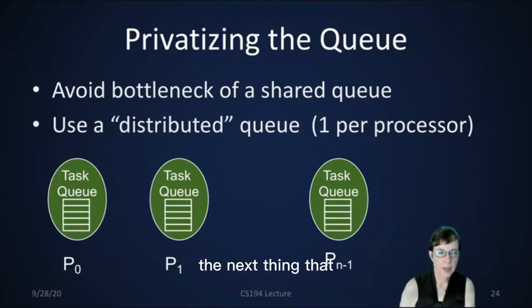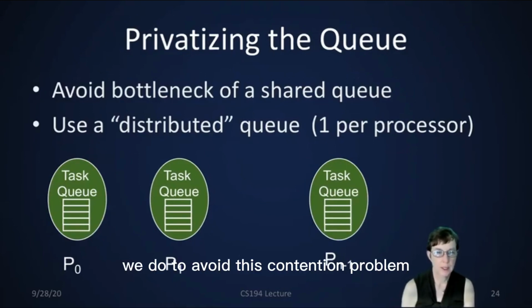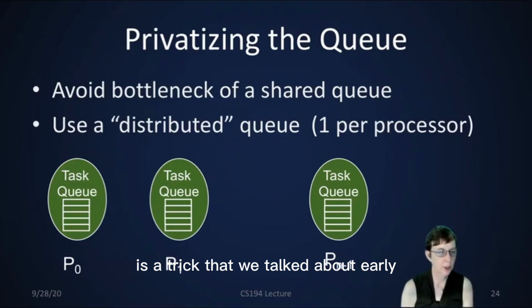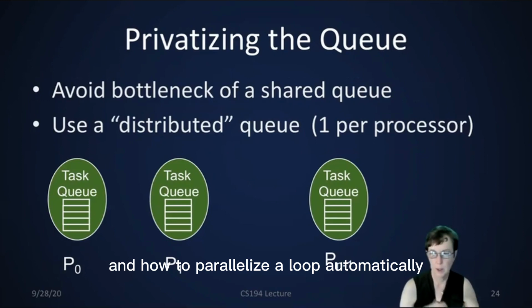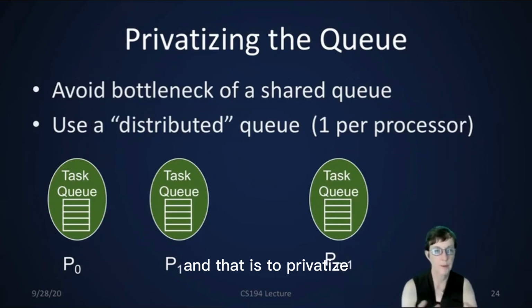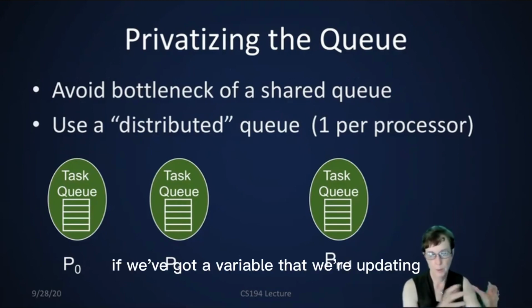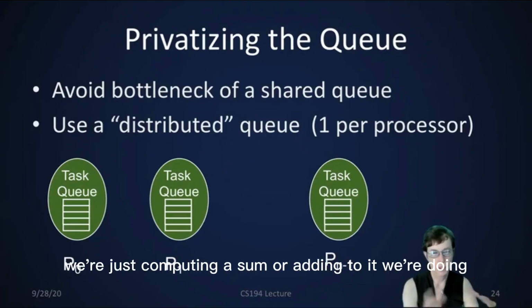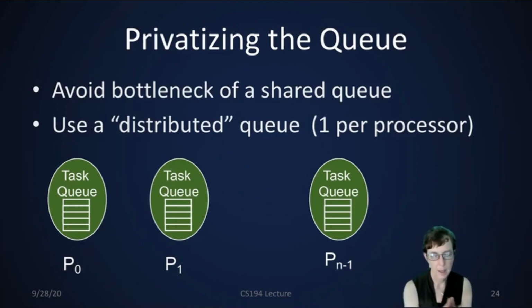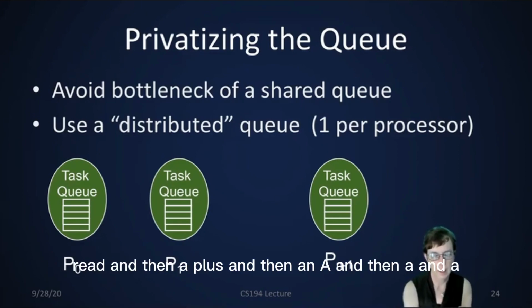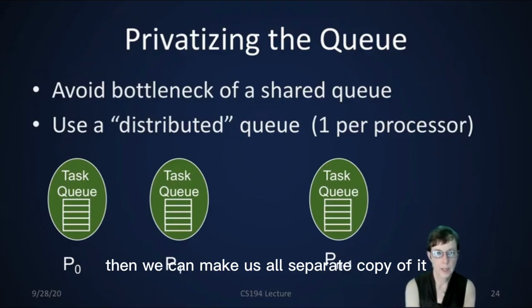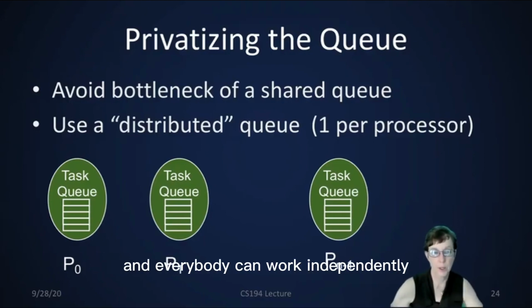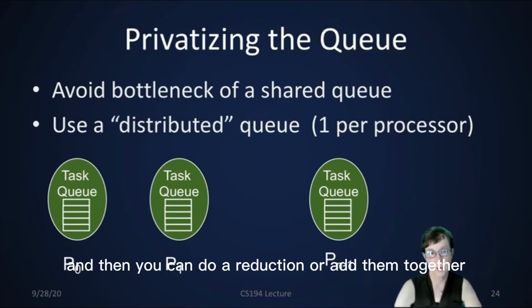So the next thing that we do to avoid this contention problem is a trick that we talked about early, when I first talked about OpenMP and how to parallelize a loop automatically, and that is to privatize the queue. For example, if we've got a variable that we're updating, just computing a sum, we're doing a read, then an add, and then a write. Then we can make a separate copy of it, and everybody can work independently, and then you can do a reduction, or add them together at the end.